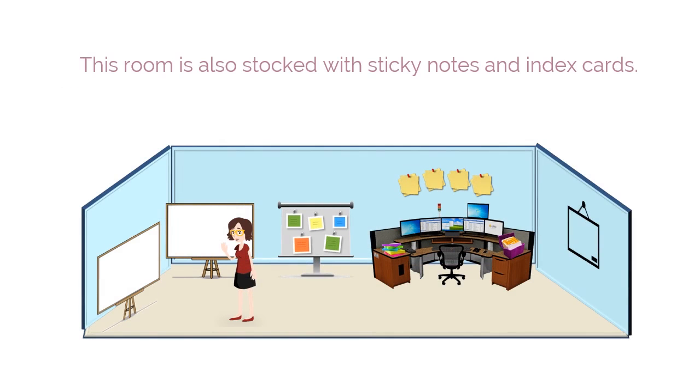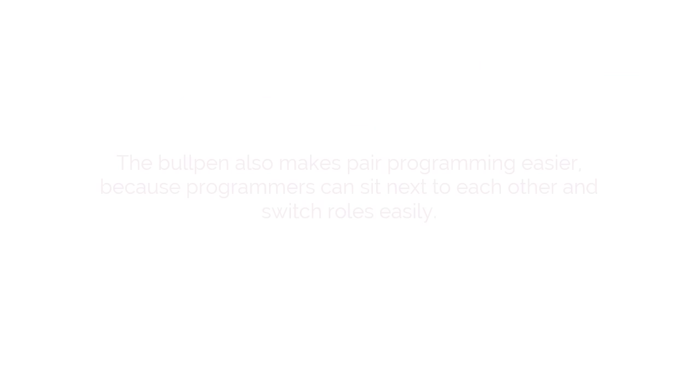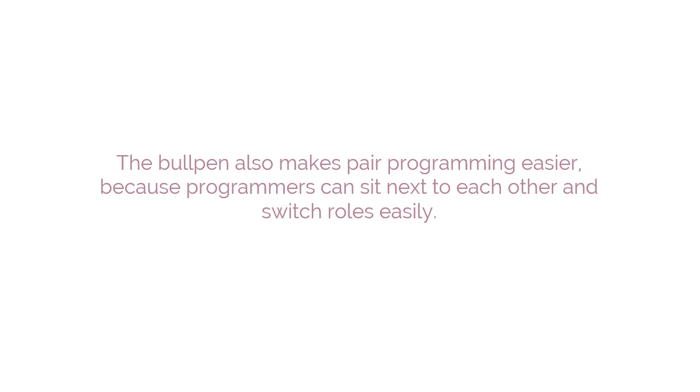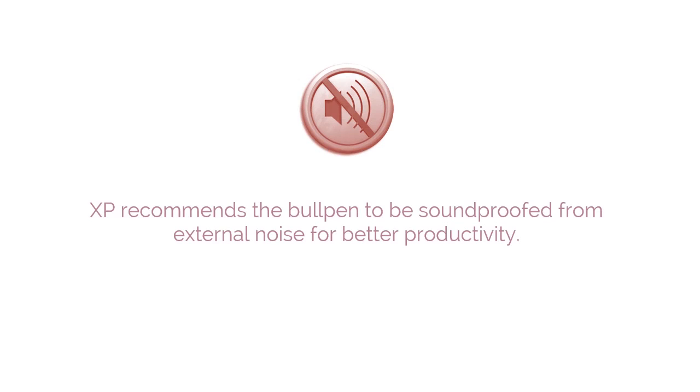Also called the War Room, this room is stocked with sticky notes and index cards, and is designed for developers to work, communicate, and move around without bumping into one another. The bullpen also makes pair programming easier, because programmers can sit next to each other and switch roles easily. This room is a noisy one, but the noises are generated inside and contribute to the progress of the team. XP recommends the bullpen to be soundproof from external noise for better productivity.